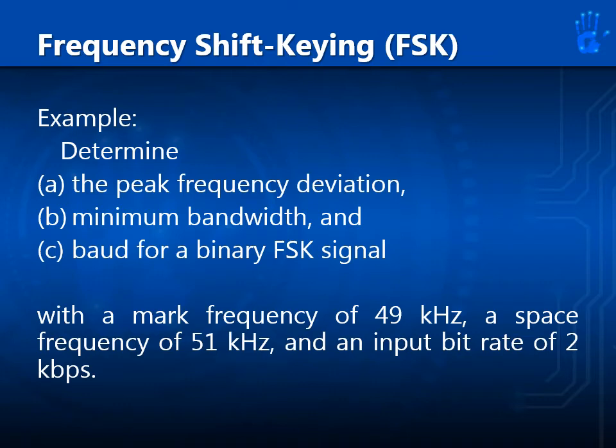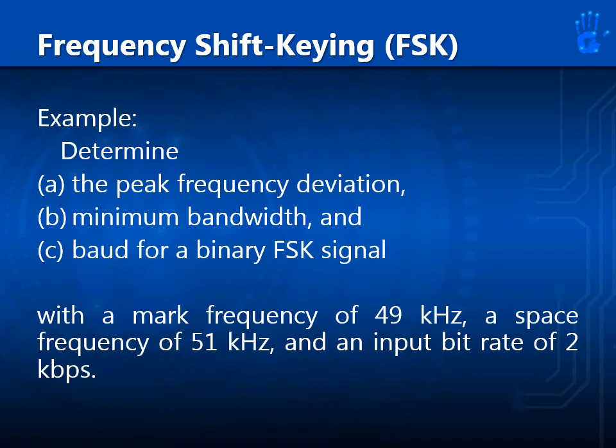Determine the peak frequency deviation, minimum bandwidth, and Baud for a binary FSK signal with a mark frequency of 49 kHz, a space frequency of 51 kHz, and an input bit rate of 2 kbps. As you can see in this example, the space frequency is actually higher than the mark frequency. And we also have a given input bit rate.